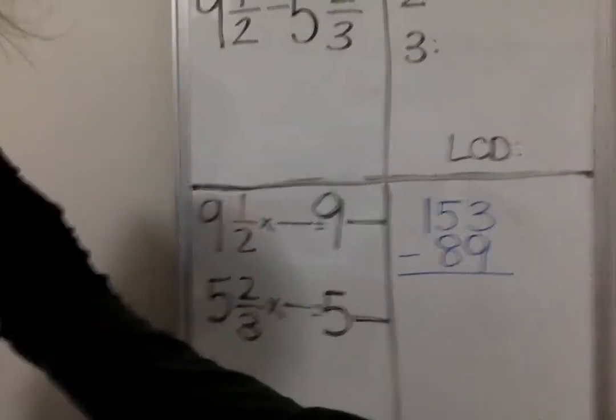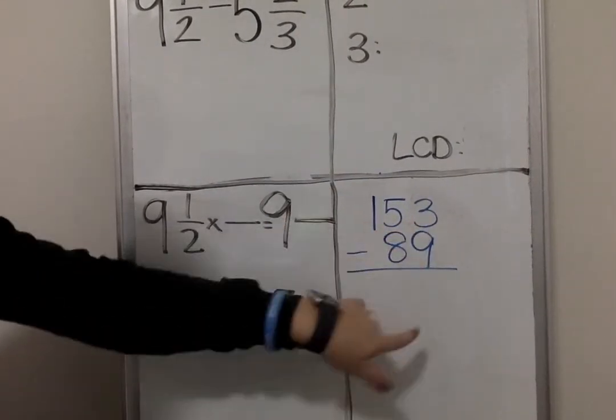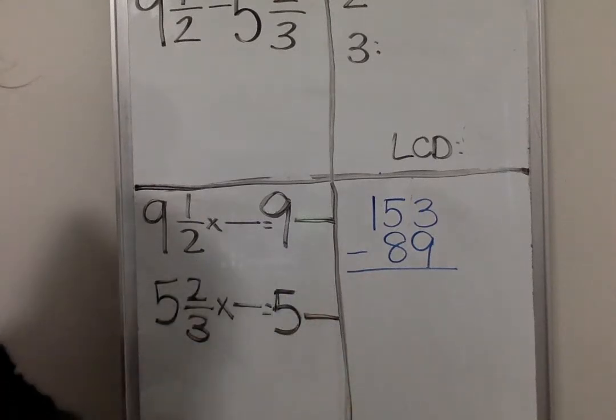In this video, we're also going to be talking about subtracting mixed numbers, but specifically mixed numbers that involve some regrouping. To remind everybody what regrouping is, we're going to look down here in this fourth box where I have a problem set up, and it's 153 minus 89. You guys are used to regrouping with whole numbers like this.